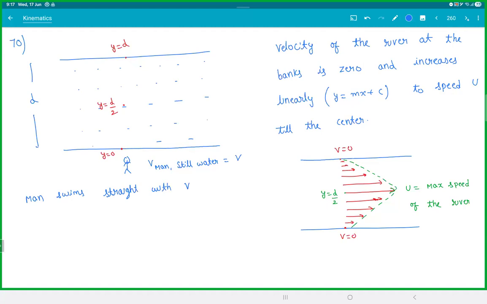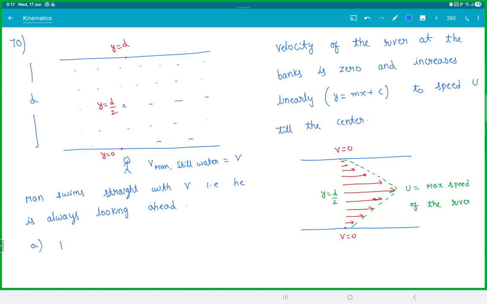Swim straight with V. That is, he's always looking ahead. Or you can say it's always perpendicular to the river flow. He's always looking ahead. Like case 3, the man doesn't care about the river, just going straight.